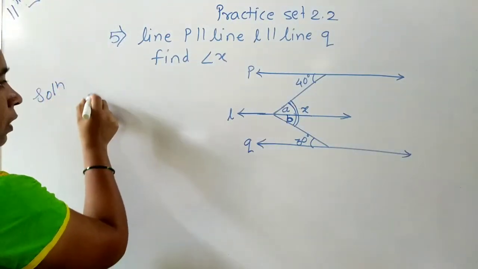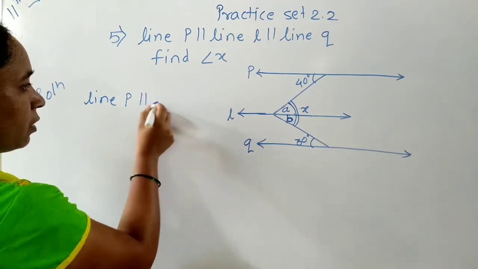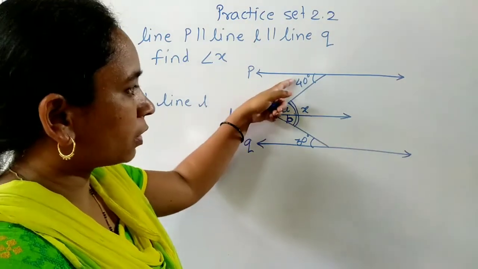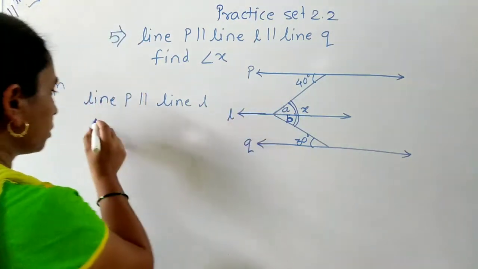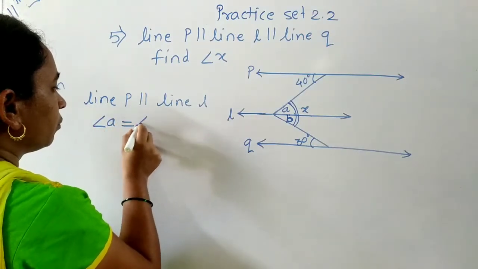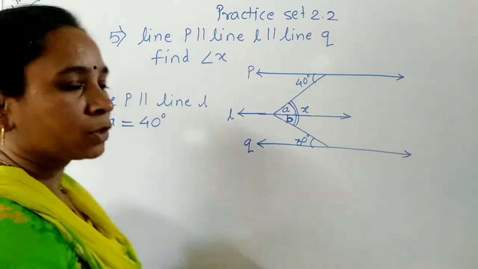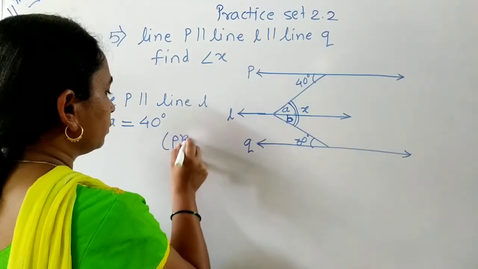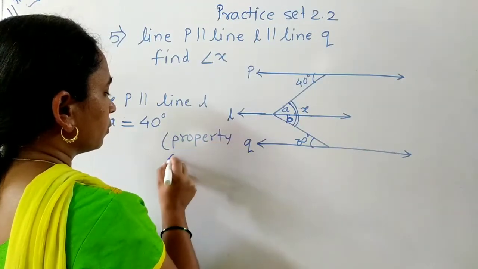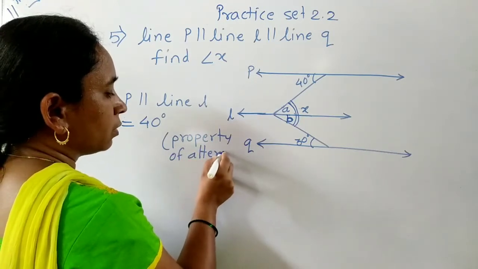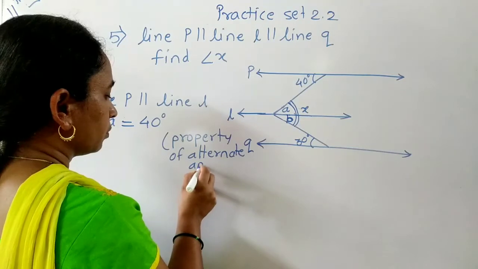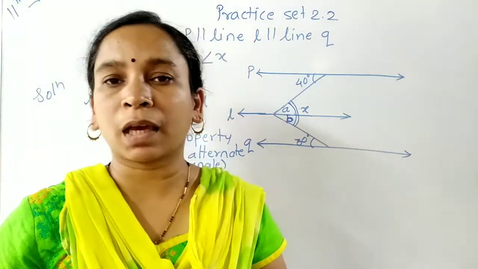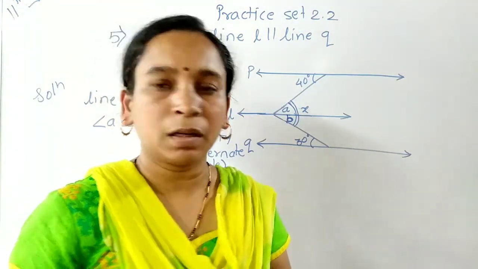Solution: I will consider line P is parallel with line L. Then the 40 degree and angle A have a relation: angle A is equal to 40 degree. Why? Because of the property of alternate angles. What is the property of alternate angles? Alternate angles are always congruent. Congruent means their measurements are equal.